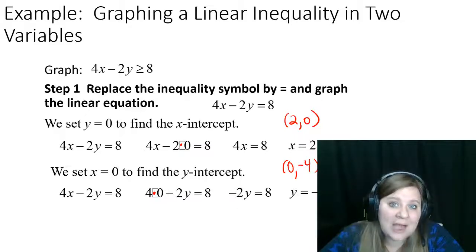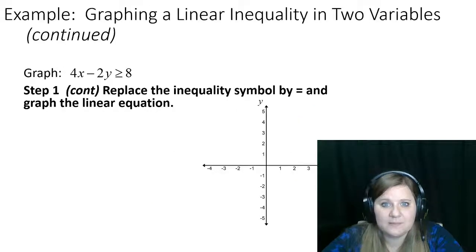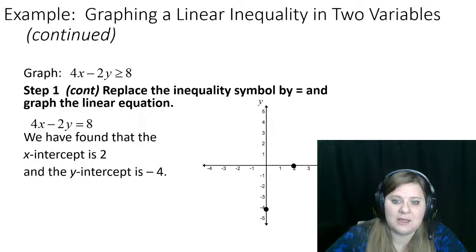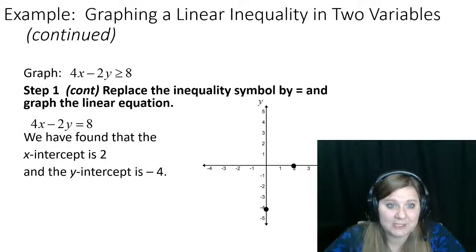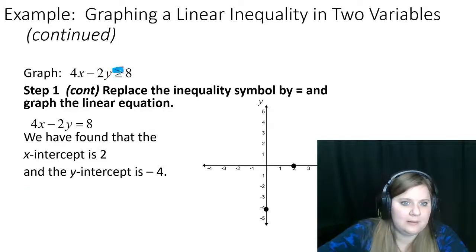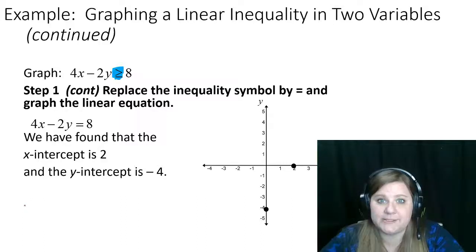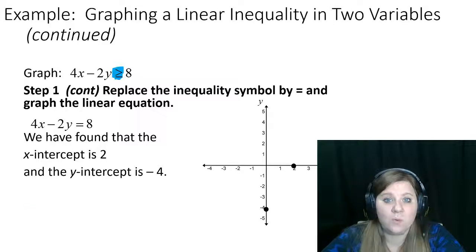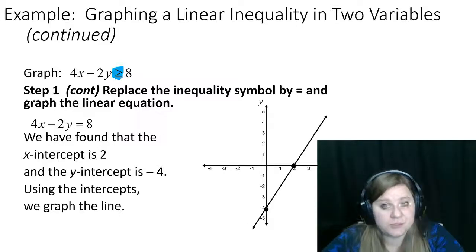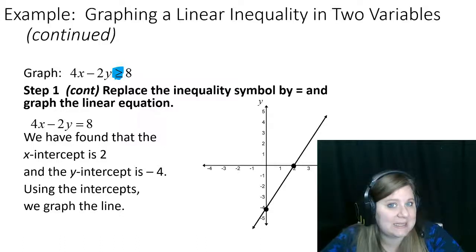So I need to graph this line. I'm going to plot these two points, and I'm going to connect them. I do need to decide if I'm going to connect them with a solid line or a dashed line. Looking back at my original inequality, I see that it was greater than or equal. That's going to be the thing that I use to decide. Since it is or equal, I'm going to connect it with a solid line. Don't forget you do need to extend this line to the edges of your coordinate plane, and you need to put arrows at the end.